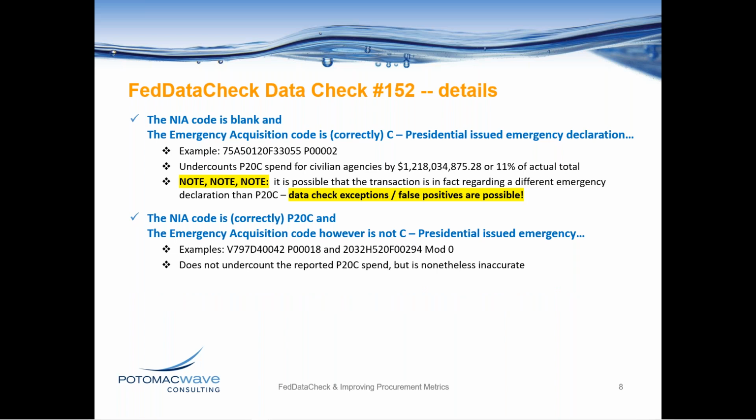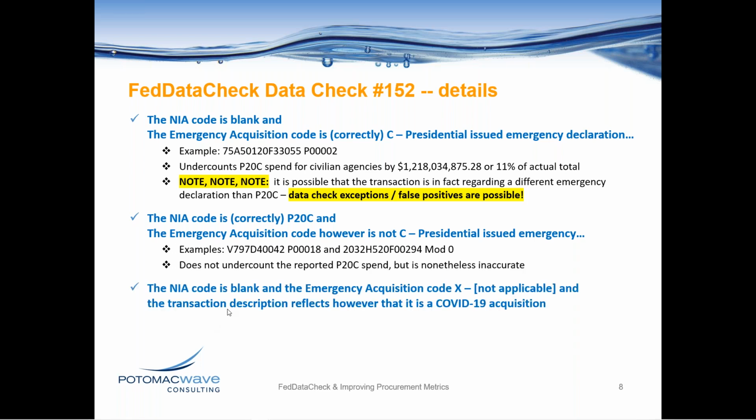That doesn't lead to an undercounting of the COVID-19 spend, but it's not correct. There are no false positives there. If you've got P20C in the NIA code, you have to have C in the emergency acquisition code. There's no way around it. Why? Because President Trump issued a nationwide emergency declaration for COVID-19.